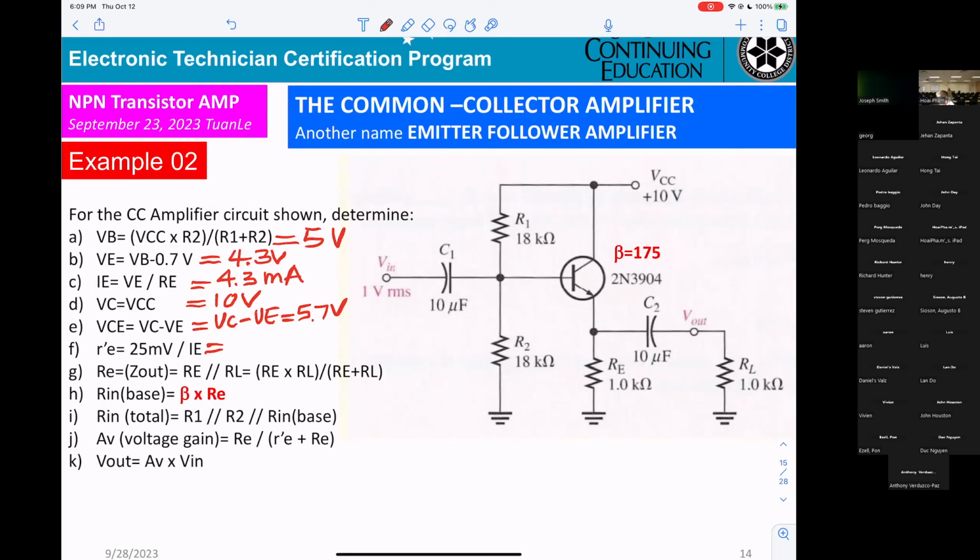R prime E, 25 milli divide 4.3. 8.33. 25 divide 4.3, you get 5.8, right? Yes, sir.